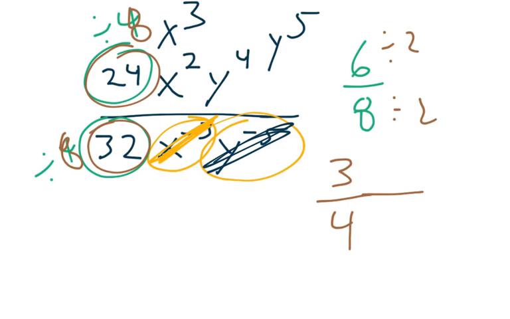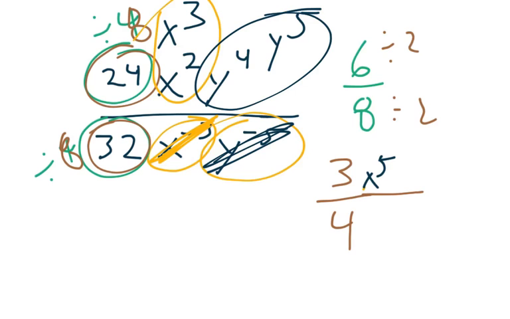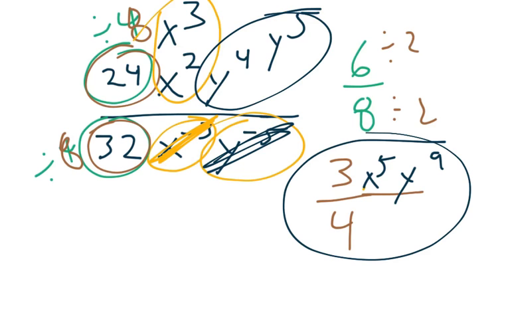Now notice the only thing left is x^2 with the x^3, which is x^5. Let me be a little bit neater there. x^5 and y^4 and y^5. 4 plus 5 is y^9. Both of them are in the numerator. And we're done.